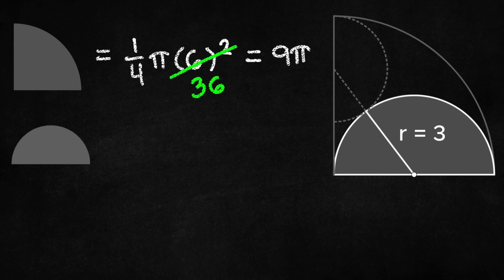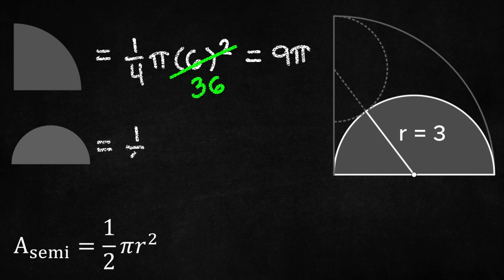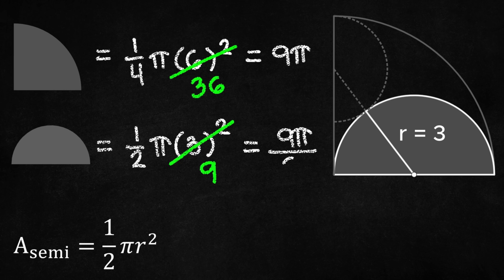Next, let's solve the area of the larger semicircle. The formula for the area of a semicircle with radius r is 1/2 times pi times r squared. Substitute the radius, which is 3, into the formula. 3 squared is 9, so the area is 9 pi over 2.